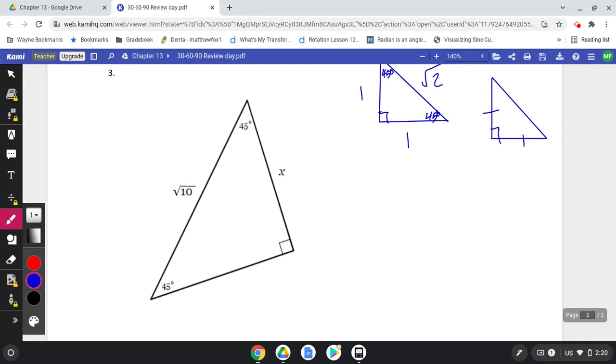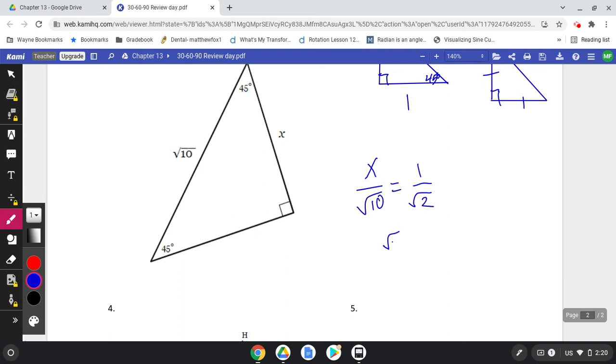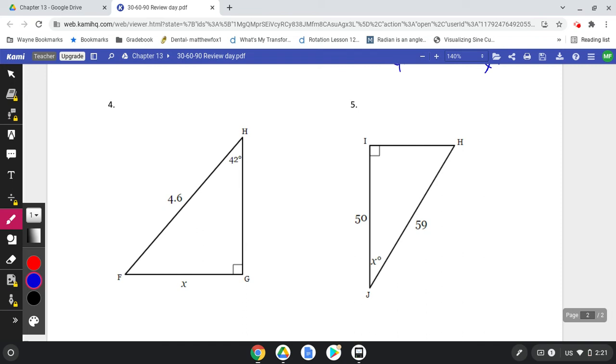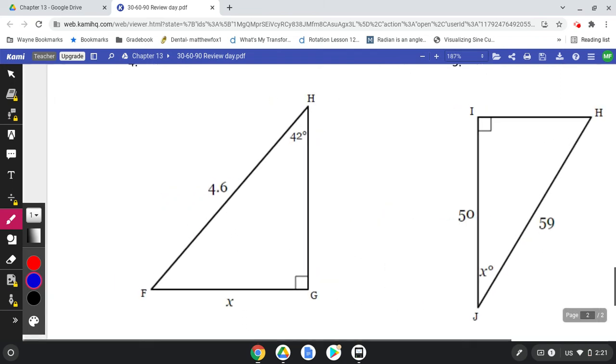So we look here, we have x over square root of 10. X is the leg, so that goes with 1. Square root of 10 is the hypotenuse, so it goes with square root of 2. Cross multiply, we get square root of 2 x equals square root of 10. Divide by square root of 2. Divide by square root of 2. X equals, because these are both square roots, we can actually divide. So we'll get square root of 5. Think about, can 5 break down? 5 breaks down to 5 and 1, so no, nothing will happen. No pairs.